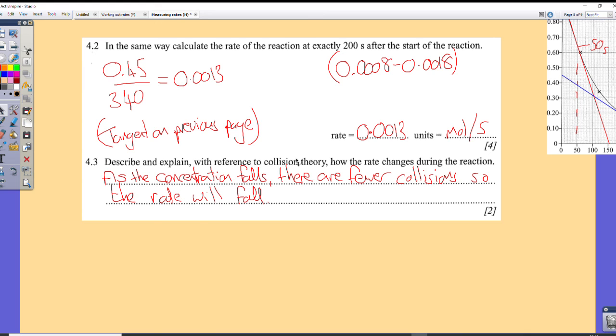And 4.3, the final question, describe and explain with reference to collision theory how the rate changes during this reaction. So as the concentration falls, so as we're using up reactants, the concentration of A is falling, therefore there'll be fewer collisions because there's not as many particles around to bang into other ones, so the rate will fall.